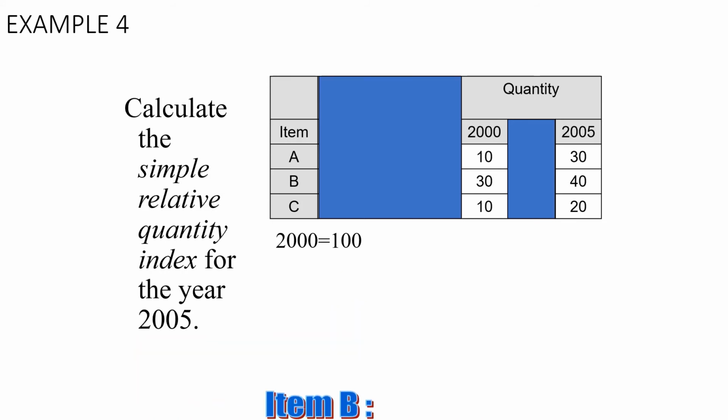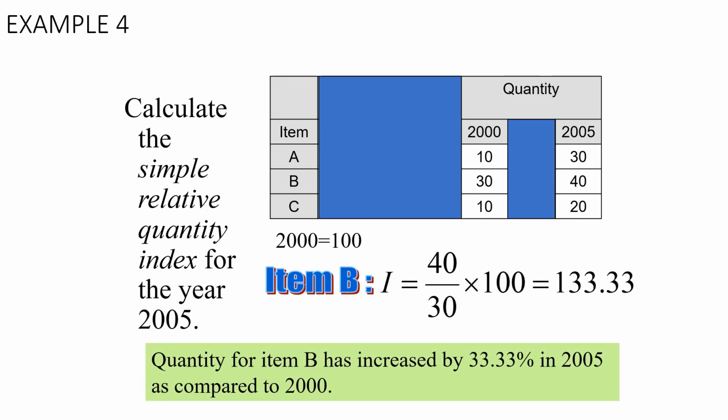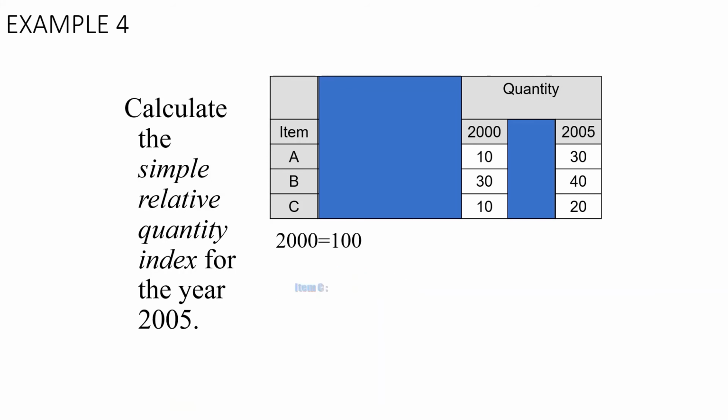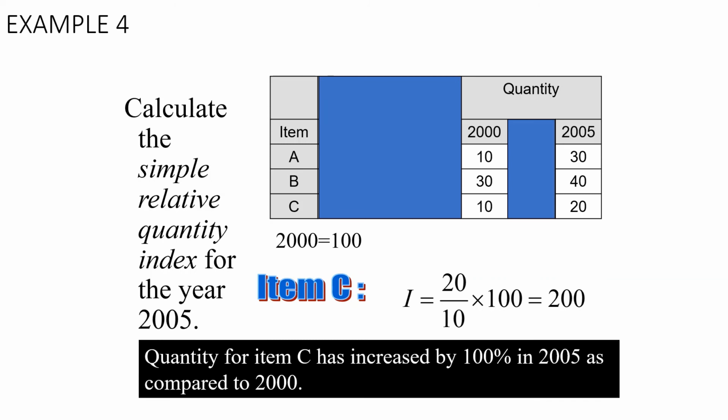For item B, the simple relative quantity index for the year 2005 is 40/30 multiplied by 100, which is equals to 133.33. Interpret. Quantity for item B has increased by 33.33% in 2005 as compared to 2000. For item C, the simple relative quantity index for the year 2005 is 20/10 multiplied by 100, which is equals to 200. Interpret. Quantity for item C has increased by 100% in 2005 as compared to 2000.